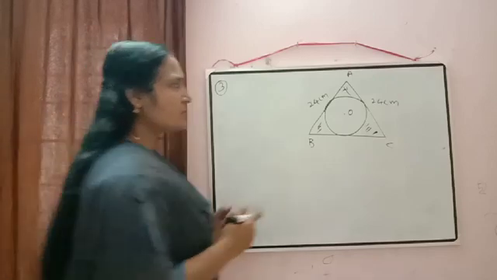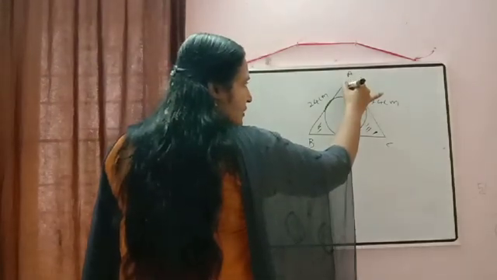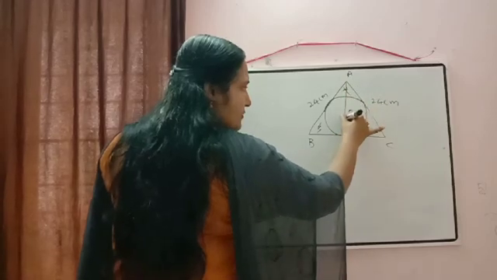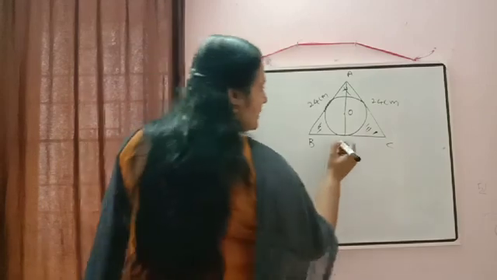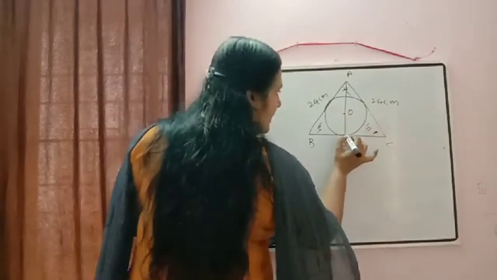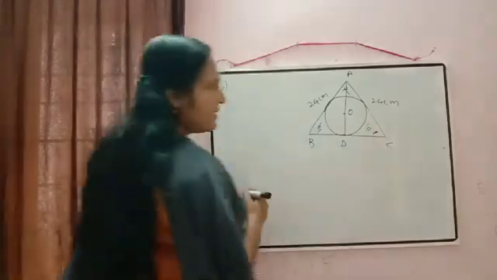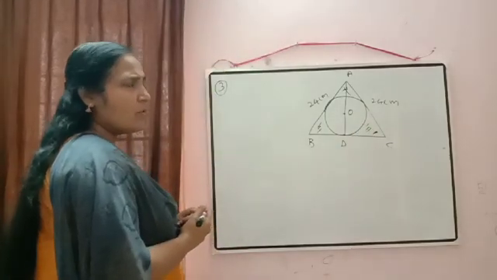So for that, first what we will do, since it is an equilateral triangle, if you draw the perpendicular to BC, it will pass through the center. Okay, so here we can mark. So if we get the value of OD, then directly we can do the question. So we need the value of OD.